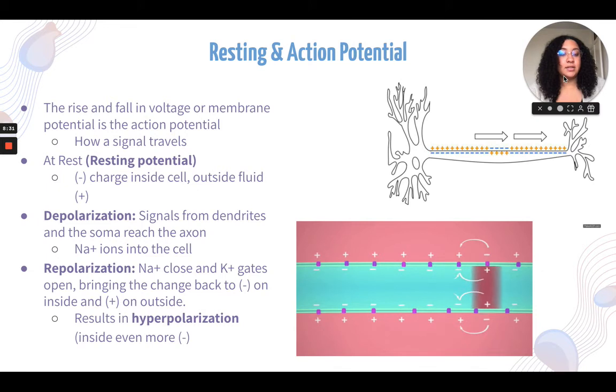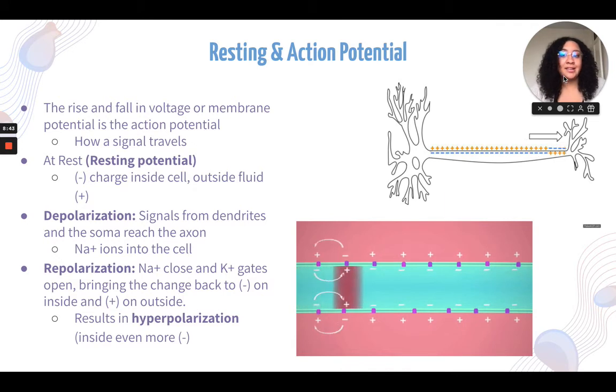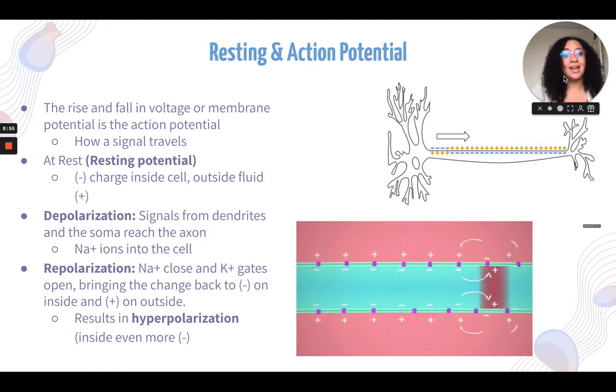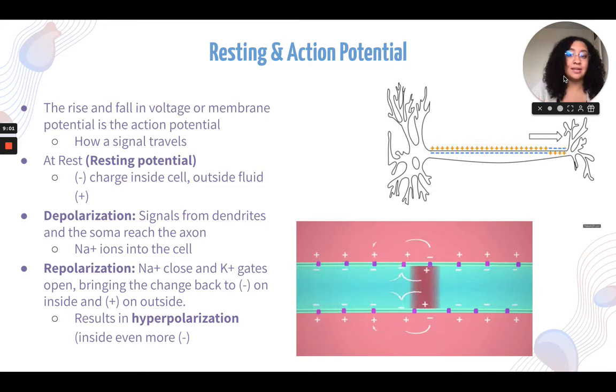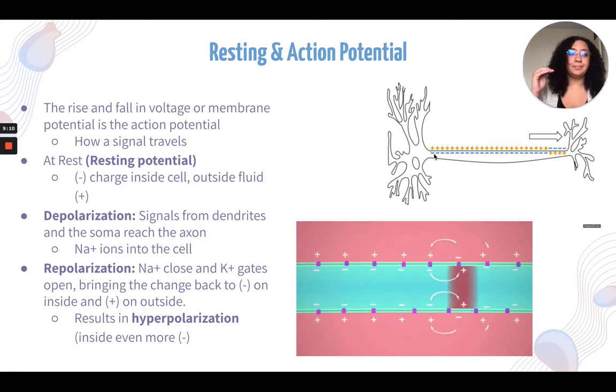Okay, so how are these signals actually traveling? That's due to the resting and action potential. So the rise and fall of a voltage in its membrane is the action potential. So that's how a signal travels. At rest, it's called a resting potential. So when there's no impulse, there's a negative charge inside the cell, and then outside the fluid of the cell, there's a positive charge. So that's its resting potential. And you can see that in these two GIFs. Okay, so at rest, it's negative inside the cell. Outside the cell, it is positive.